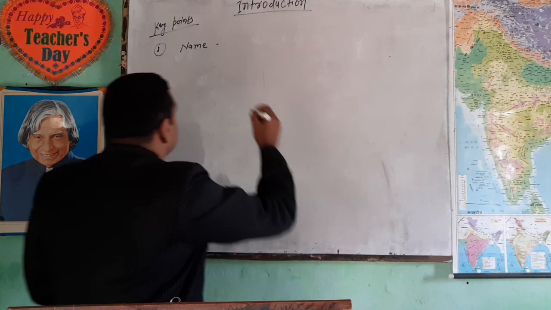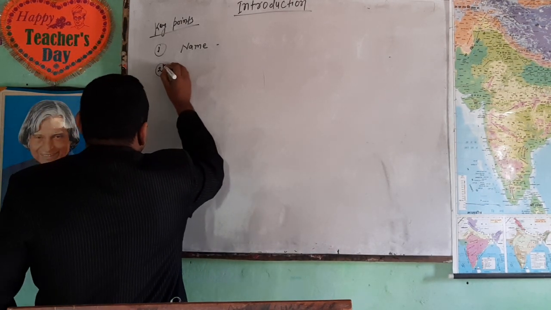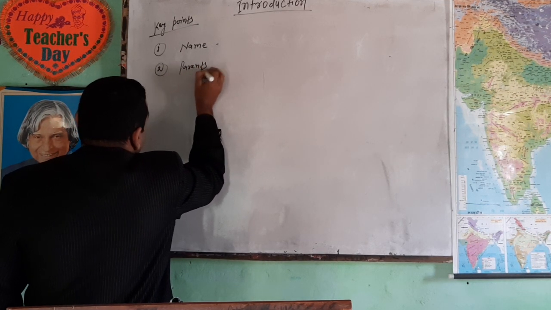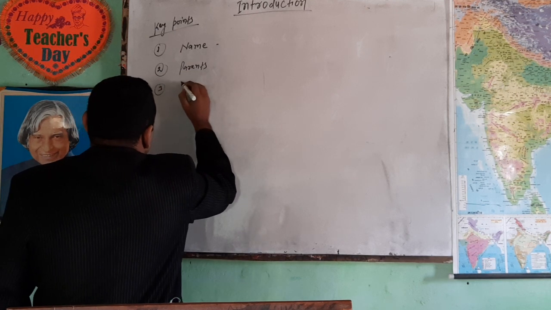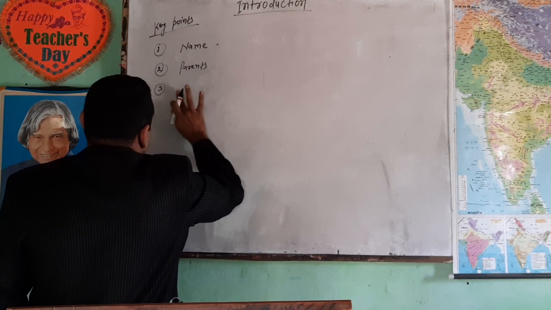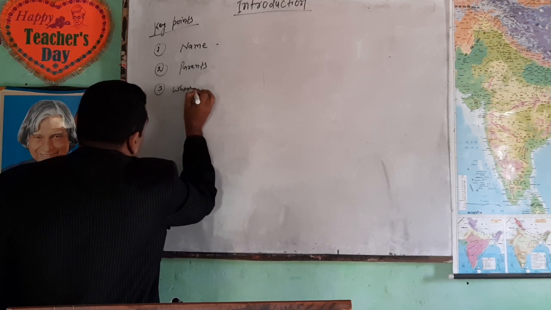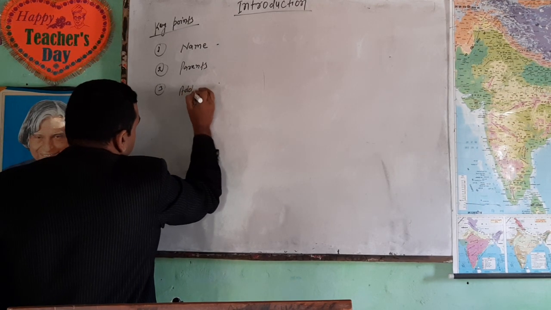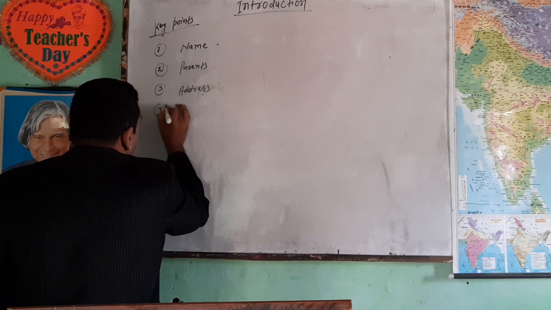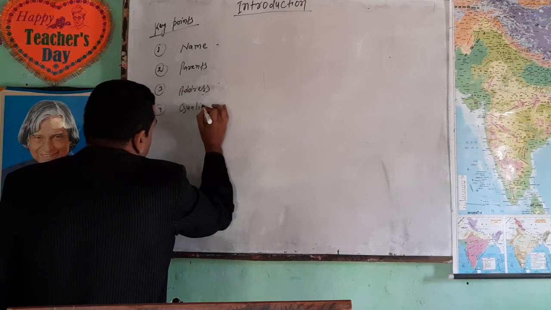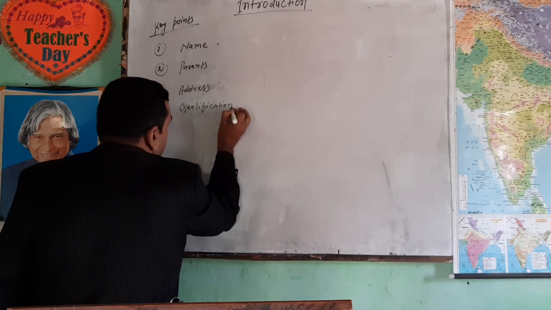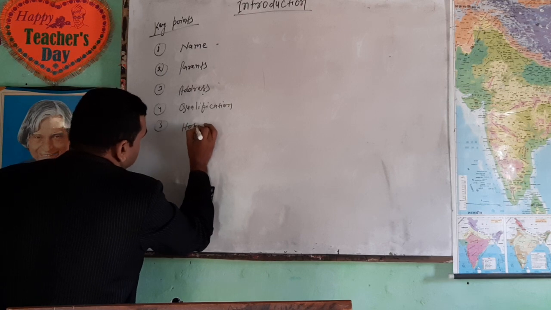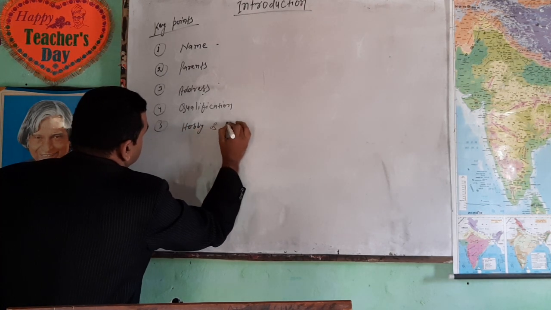In that I'm giving some points. The second one is parents. The third one is where you belong to. It's a normal address, you can put it, no problem. Then your qualification, and after qualification you can put hobby and ambition.